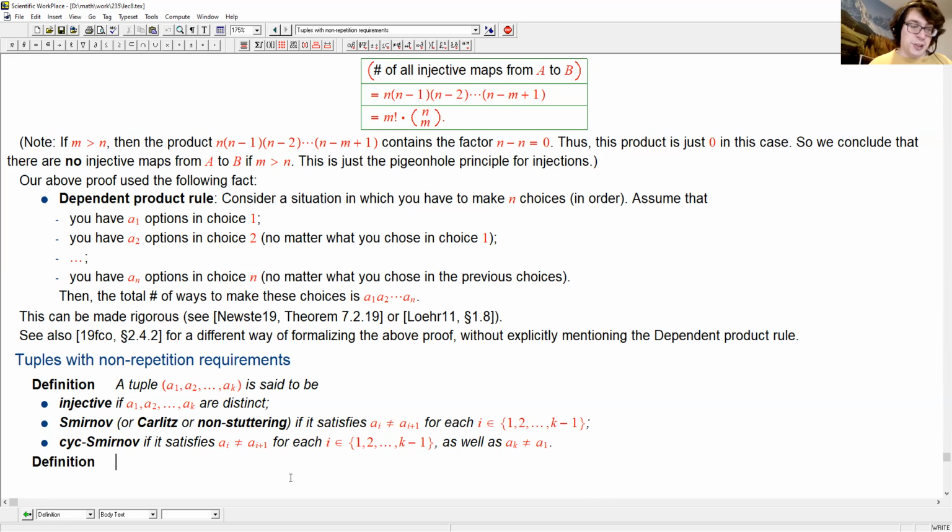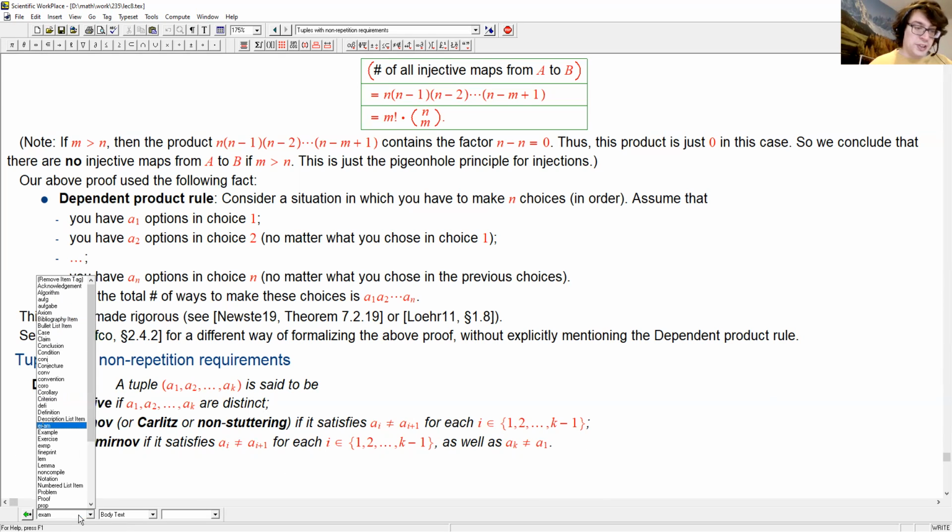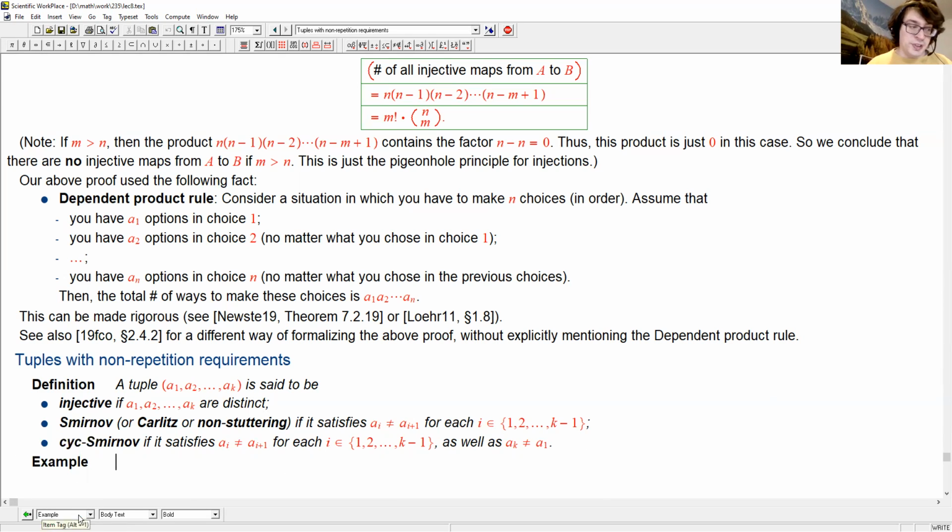So how do we count those things? Well, just to make sure, here are some examples. The tuple 512 is injective, therefore cyclically Smirnov, and therefore Smirnov. Every injective tuple is cyclically Smirnov, and every cyclically Smirnov tuple is Smirnov.